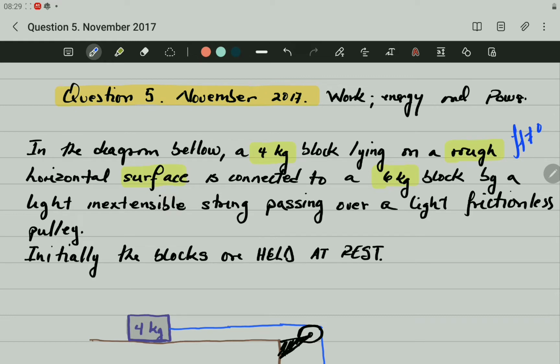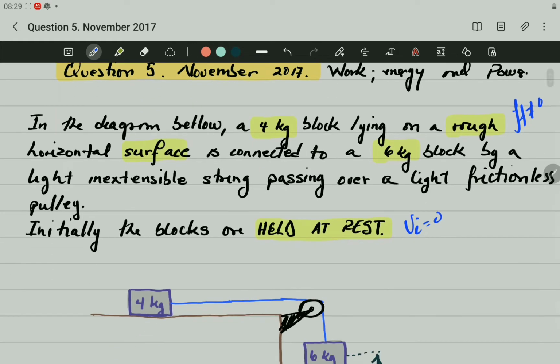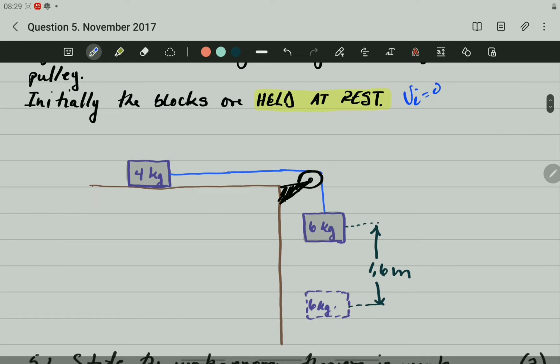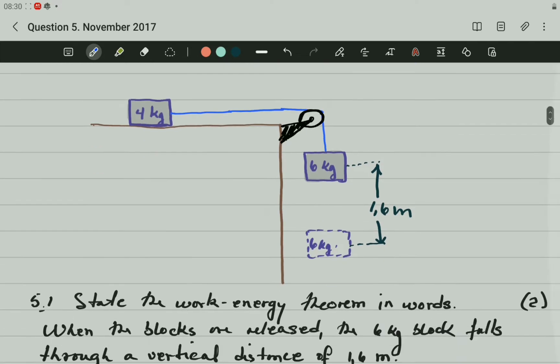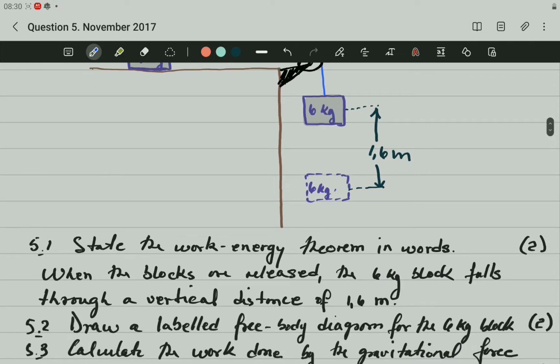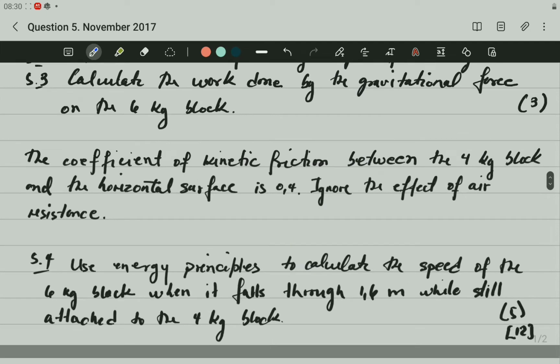Now it is connected to a 6 kilogram block by a light inextensible string passing over a light frictionless pulley. Initially the blocks are held at rest. Held at rest means that the initial velocity of both blocks is equal to 0. Okay, so here is the drawing. That is the picture. You have the 6 kilogram block lying down and they are at rest. Eventually you will read later on, the blocks will move, but not now. Now state the work energy theorem in words, and let's just answer that one quickly.